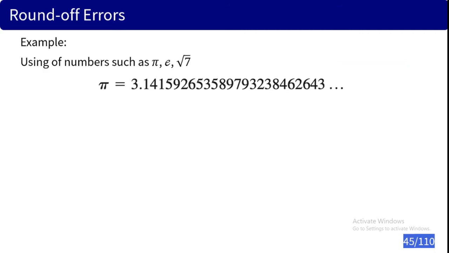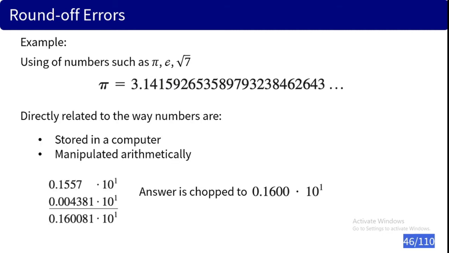Round-off errors. Round-off errors arise using quantities such as infinite numbers that are chopped off or rounded off in calculations, for example pi. And these errors are directly related to the way the numbers are stored. There are two factors that cause these round-off errors when numbers are stored in the computer. The computer can store up to 20 significant figures, and then the value of pi is rounded off.